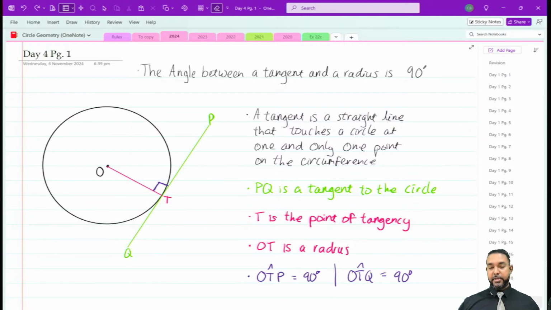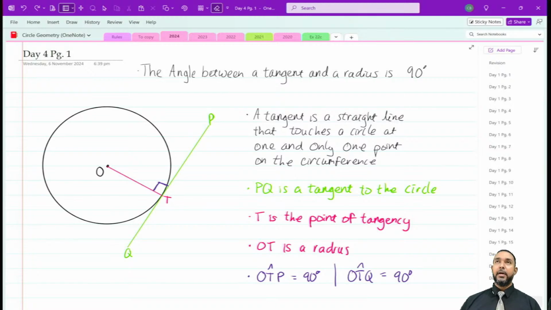So PQ, the green line, is the tangent. It is the straight line that touches the circle at one and only one point. T is the point of tangency. OT is the radius, as you can see, it's a straight line coming from the center to the circumference. And at that point of tangency, the angle between the pink line, the radius, and the green line, the tangent, is 90 degrees.